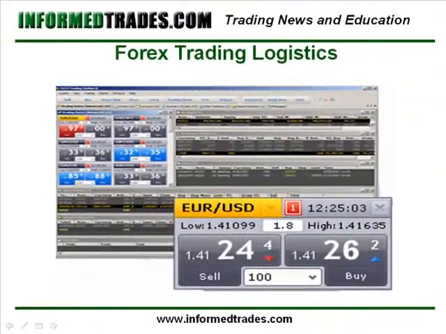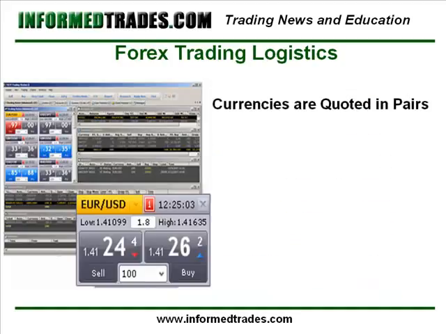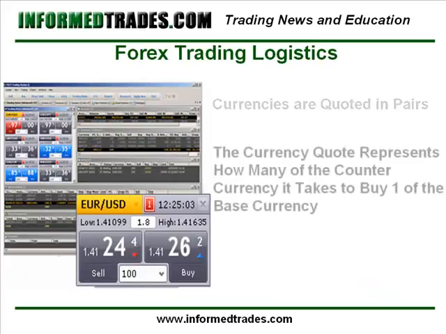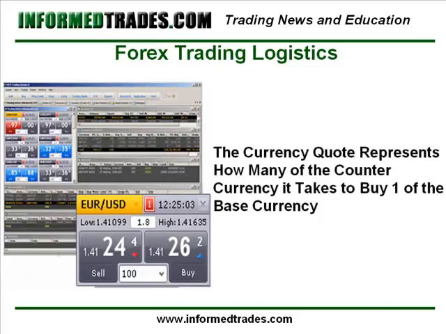Okay, so now that we understand how to read a currency quote, the next thing that it's important to understand is what an increase or decrease in the quote for a particular currency pair tells us about the value of the currencies that make up that pair. As we discussed in our last lesson, currencies are quoted in pairs, or in terms of how much one currency is worth in terms of another currency. When we read a currency quote, what we are seeing is how much of the second or counter currency in the pair it takes to buy one of the first or base currency in the pair.